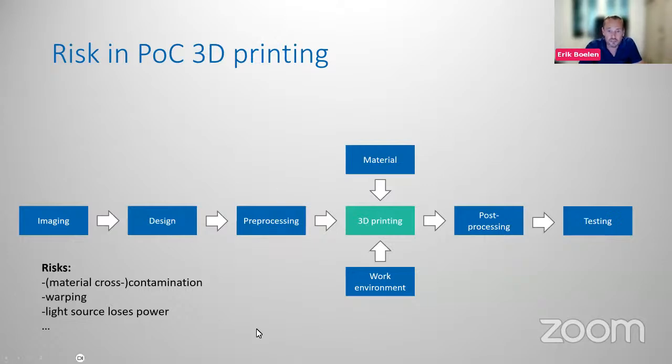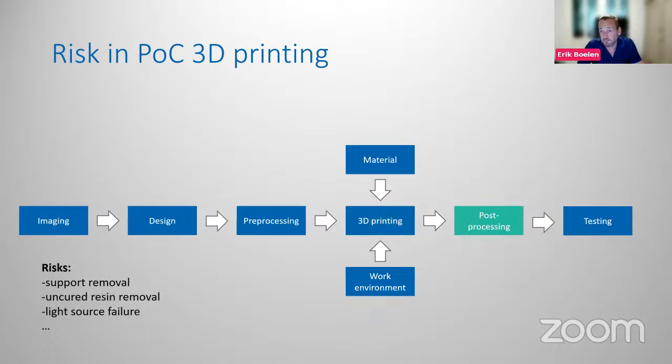So risks here are contamination of your material, of your resin, cross-contamination if you happen to use multiple different materials in the same resin vat. Warping, shrinking can happen when you polymerize large areas, but also the quality of your light source, it can fade, it can lose power, so your polymerization rate goes down.